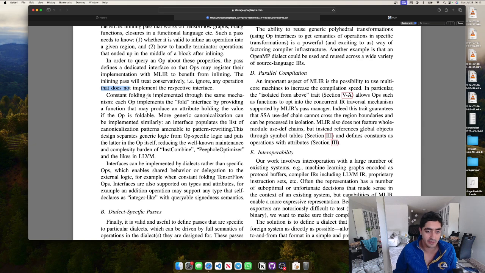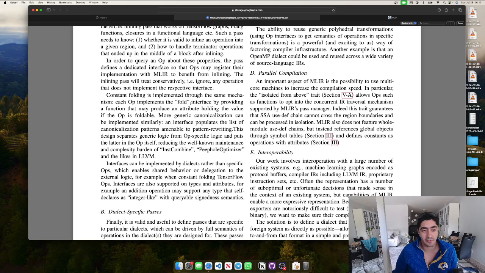Constant folding is implemented through the same mechanism. Each operation implements the fold interface by providing a function that may produce an attribute holding the value if the op is foldable. More generic canonicalization can be implemented similarly. An interface populates the list of canonicalization patterns amenable to pattern rewriting.